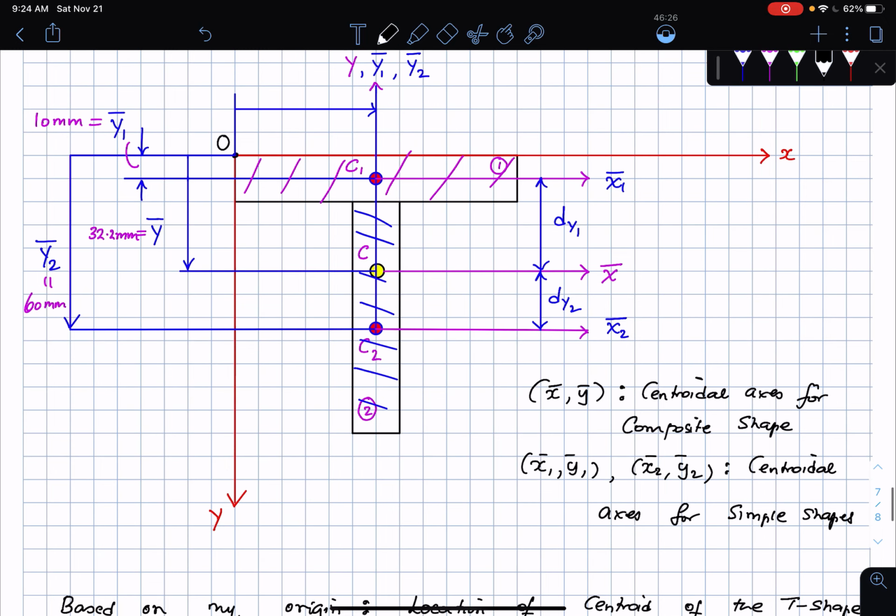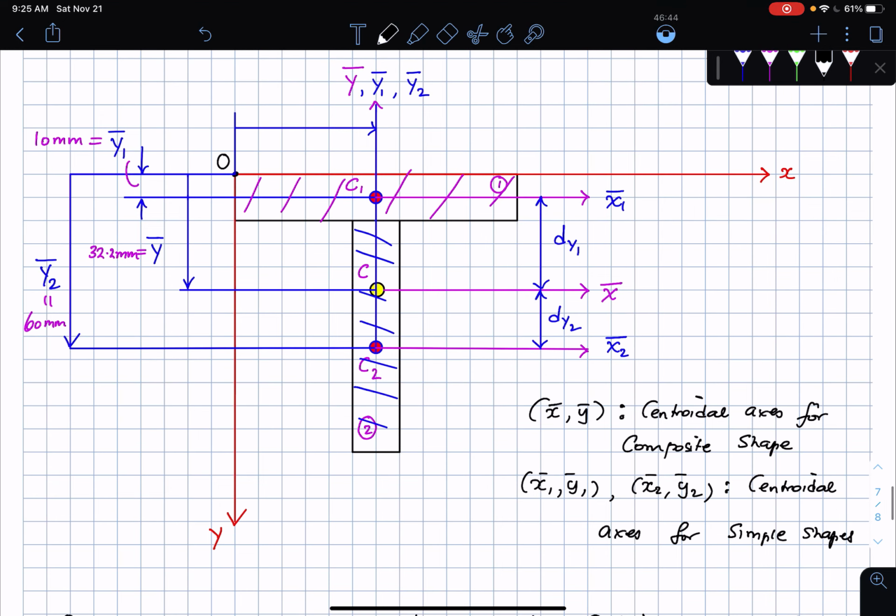Of course, these locations are also written here as y1 bar, y2 bar, and so on. So there is a reason for getting confused, but don't be confused by that. These refer to the actual locations. So these quantities refer to the actual locations, this 10 millimeters, 32 millimeters, and so on. And the other axes that I've drawn are the actual axes themselves. Okay, so this is seen for us.